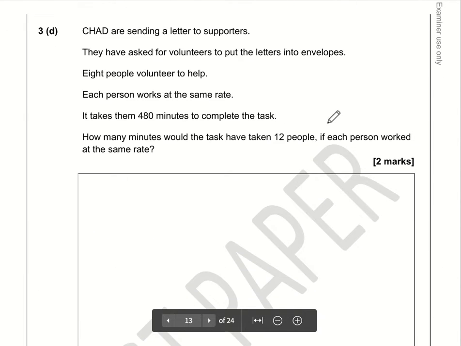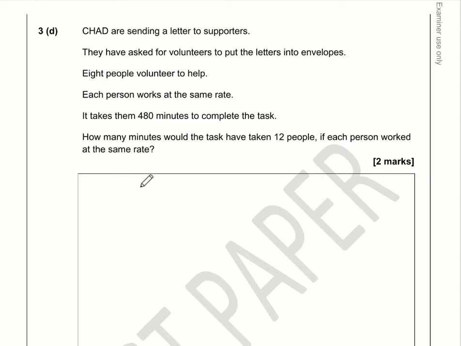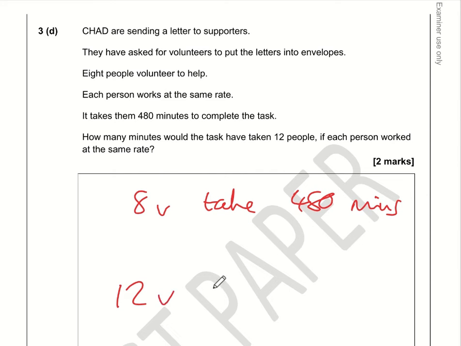D. I don't think this one's so bad. We know that 8 volunteers, so I'll put 8V, take 480 minutes, and we want to work out how long it would take 12 people. So 12 volunteers take how long? Well, obviously if it was 16, that would be a nice number. That would be twice as many volunteers, so it would take half as long.